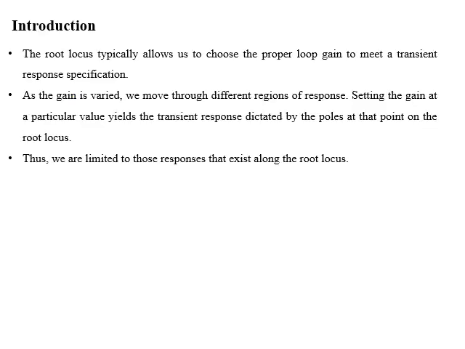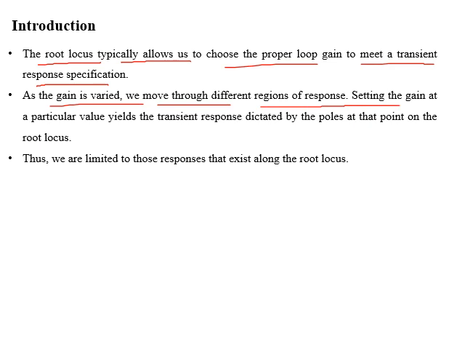Dear students, root locus gave us a graphical representation of the path followed by closed loop system poles. If we have a certain transient design condition, we will find out the location of closed loop system poles, and then with the help of gain, we will achieve the desired transient specification. As the gain is varied, we move through different regions of the response. Setting any value of gain k, we achieve a transient response, which depends on the location of closed loop system poles.